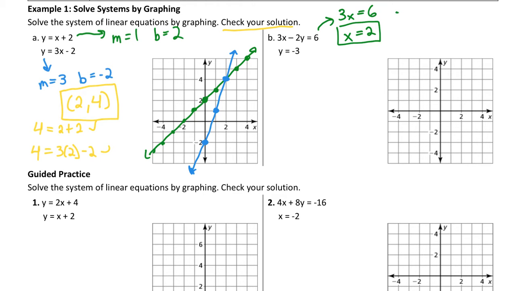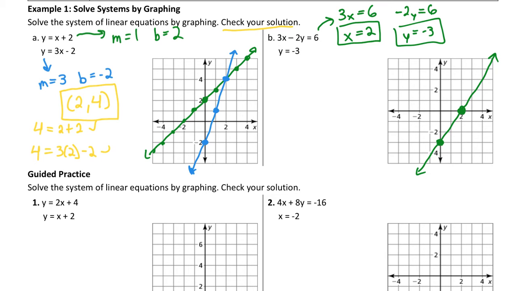My y-intercept is the y value when x is 0. So the equation is going to be -2y equals 6. So my y-intercept is -3. So my equation crosses the x-axis at 2 and the y-axis at -3. So I am going to graph that equation.